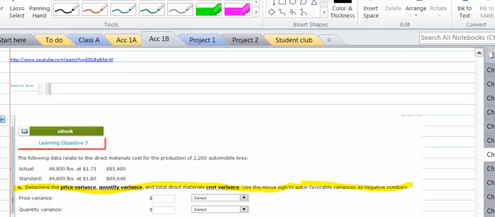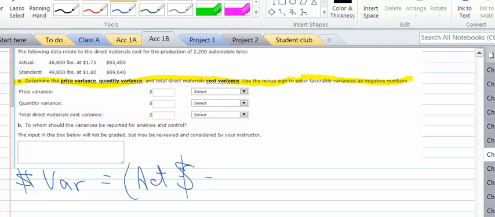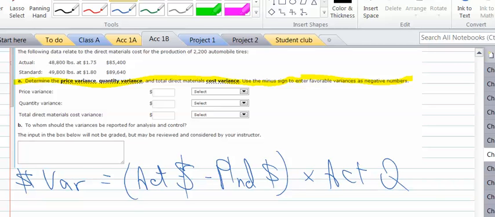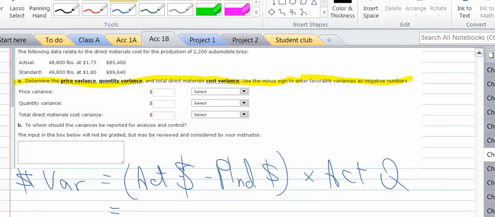And let's go over here. The first one I want to do is the price variance. The price variance, as I showed you, is equal to my actual price minus my planned or standard price, budgeted, whatever, times my actual quantity. So I'm going to start off with that one, and I'm just going to go grab the numbers here. The actual price is $1.75, so I'll put here $1.75 minus my planned price, which was $1.80.